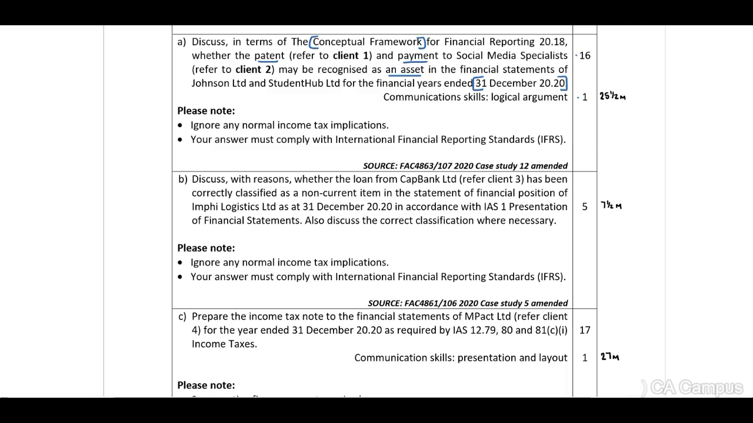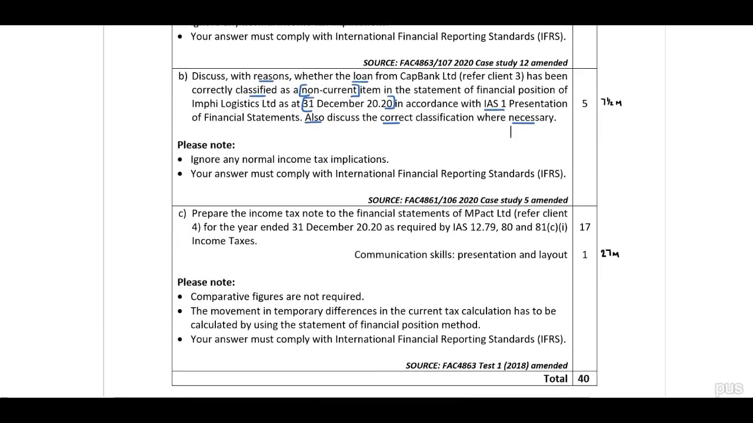B. Discuss with reasons whether the loan from Cap Bank referred to client 3 has been correctly classified as a non-current item in the statement of financial position of IMPI Logistics as at 31 December 2020 in accordance with IAS 1, Presentation of financial statements. Also discuss the correct classification when necessary. 5 marks, ignore tax, and your answer must comply with IFRS.